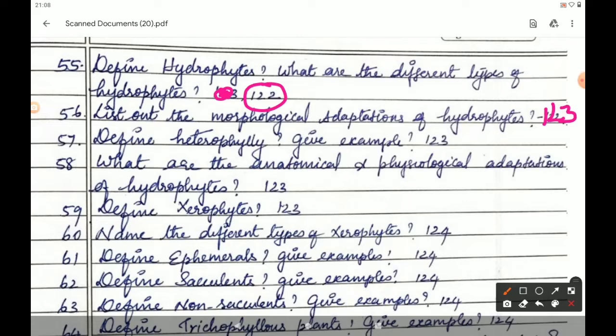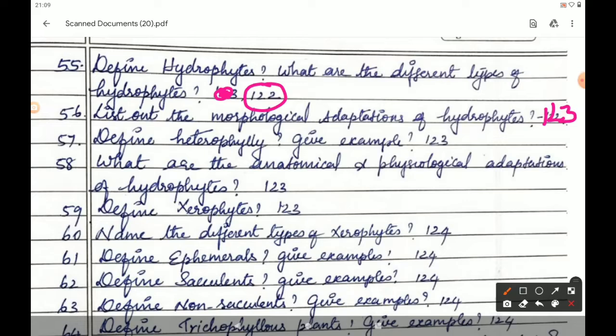Students, next question is 57th question. Define heterophyly, give example. Answer is given in page number 123 under the heading Morphological Adaptations of Hydrophyte. Come to the subheading leaves. Under the subheading leaves, the third point. Some of the hydrophytes show heterophyllous leaves. In emergent forms of hydrophytes, the leaves show heterophyly. Heterophyly means submerged leaves are dissected and aerial leaves are entire.